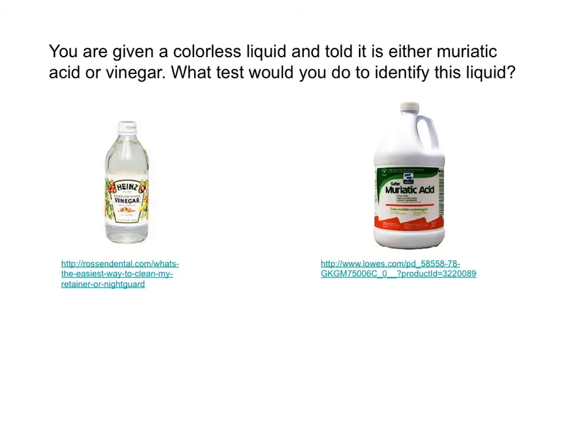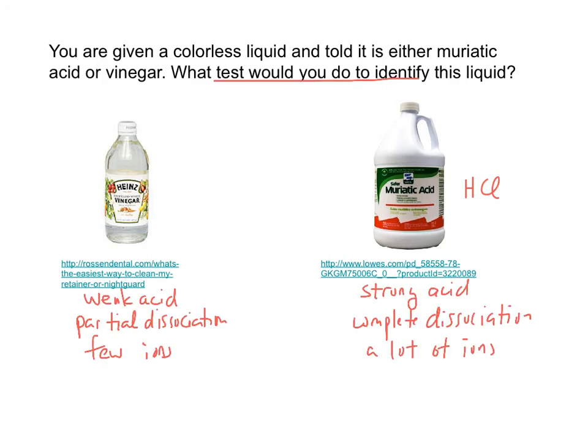Let's practice applying what we learned about acids and bases. A colorless liquid is either muriatic acid, the common name for hydrochloric acid, or vinegar. Pause the video and answer this question. And the answer is, do a conductivity test. The strong acid would have a lower pH, but you would need to know the concentration.